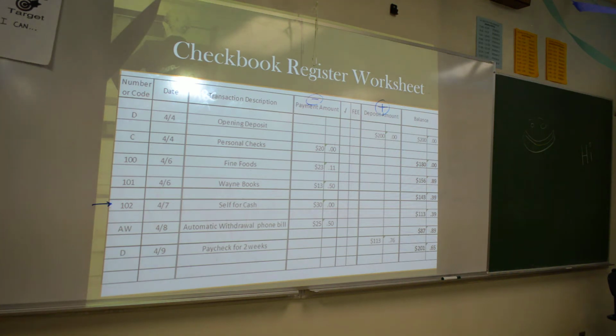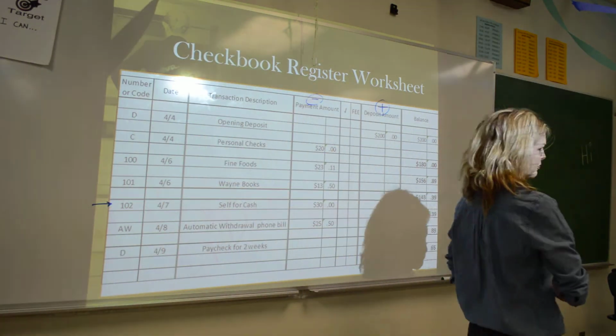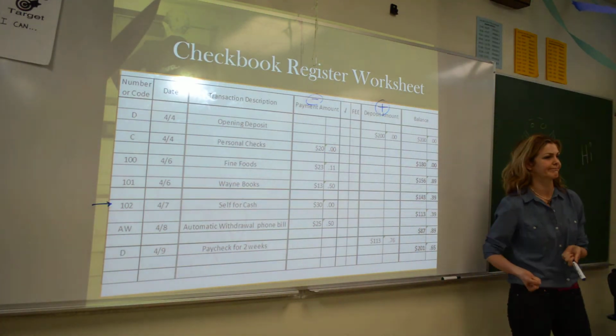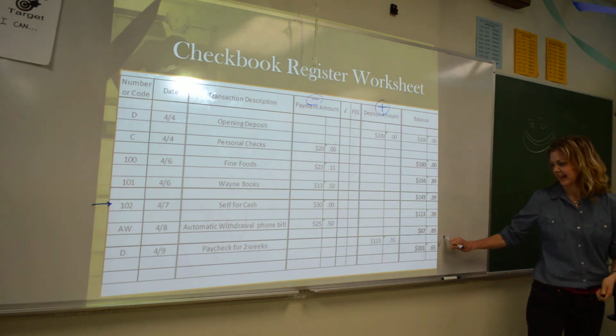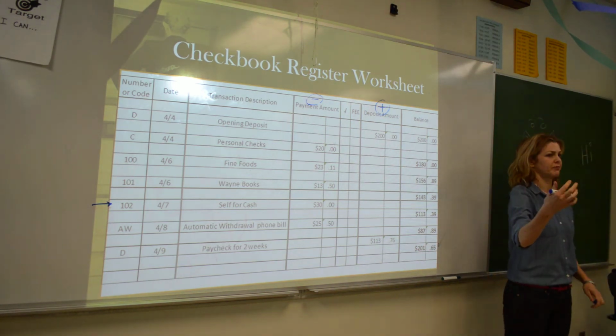$113.76. Final running balance number is $201.65. Does anybody know what number we would write at the top of the next page of our register? $201.65. This is the number that you are going to write at the very top of your next page.